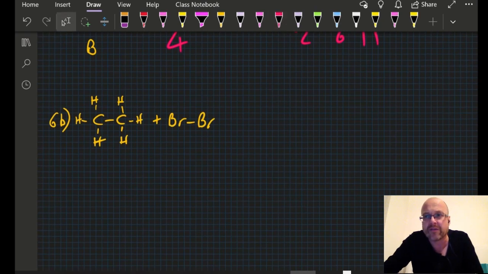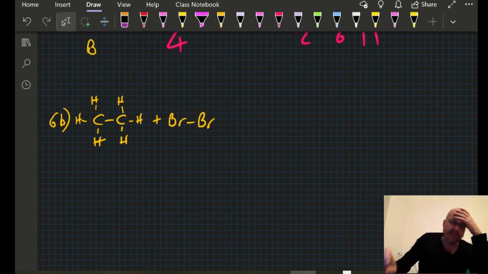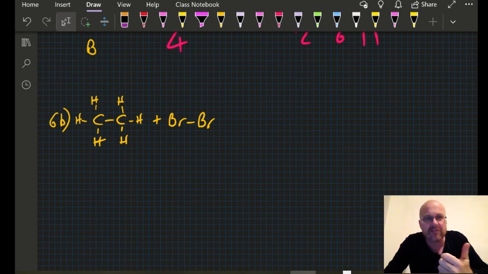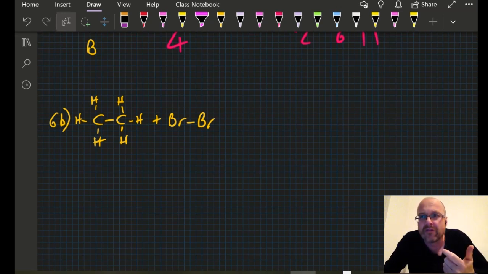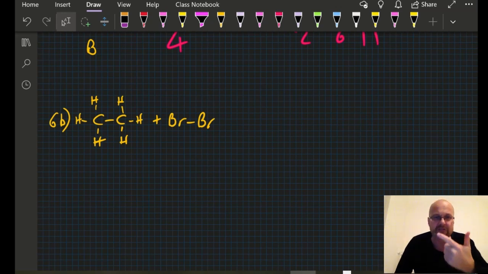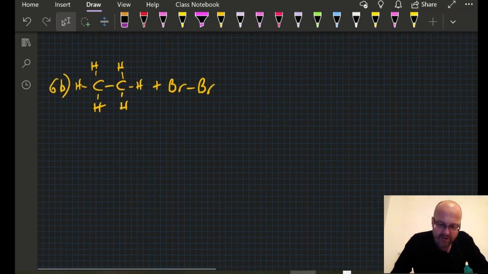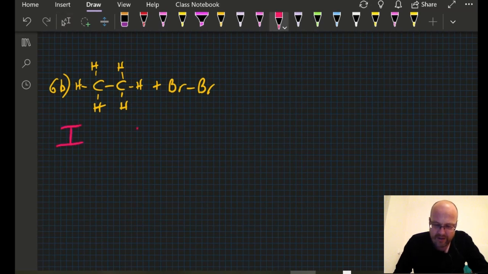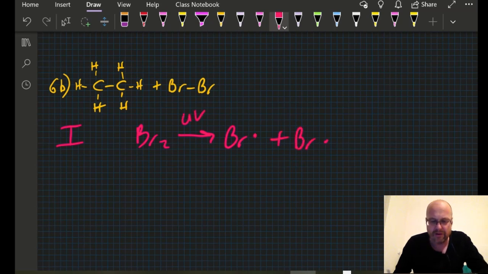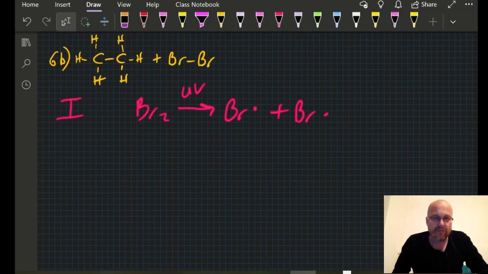6B, free radical substitution. Now a lot of people have come out of exams saying we never did this. We absolutely did this. It's initiation, propagation, termination, the mechanism of free radical substitution. So 4 points. We better have an initiation, a propagation and a termination. Initiation: Br2 goes to Br dot plus Br dot, with ultraviolet light. That's 1 point, I'm sure. And the rule is you can never make an H dot. So whatever you do is okay pretty much, as long as you never make an H dot.